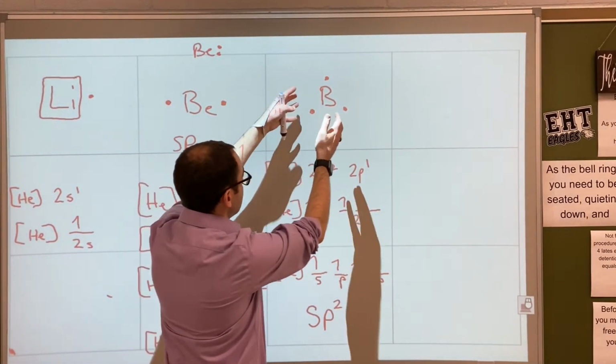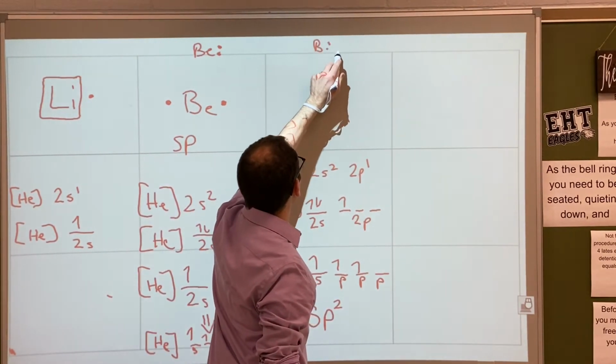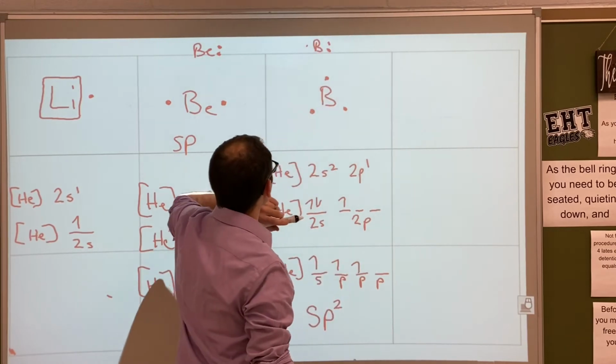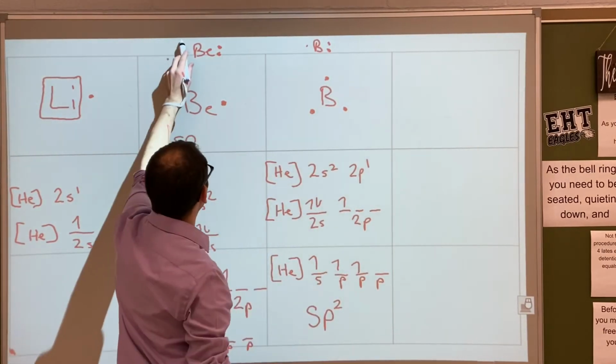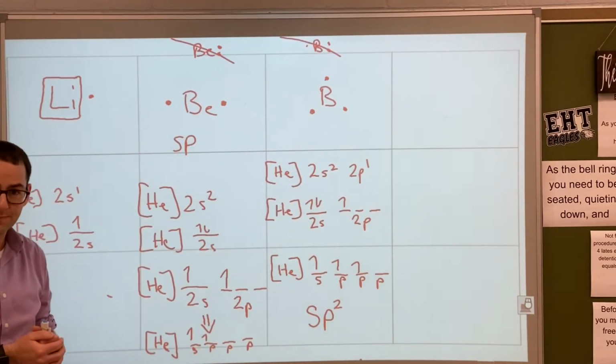So this is the reason that it ends up looking like this instead of something like that, where it was originally like that. So these are not what's going to form. This is what's going to form. Does that make sense? Okay.